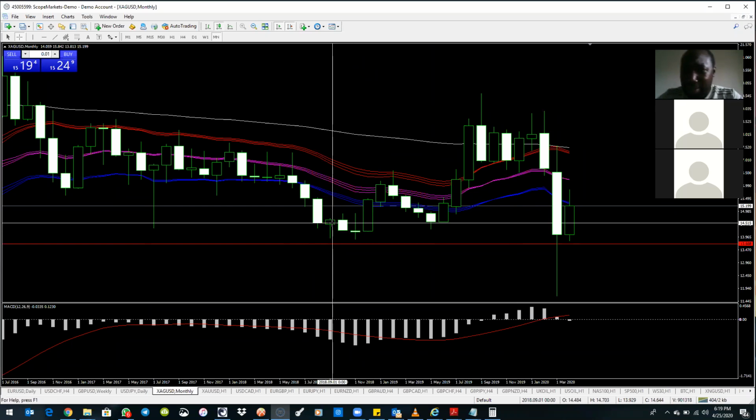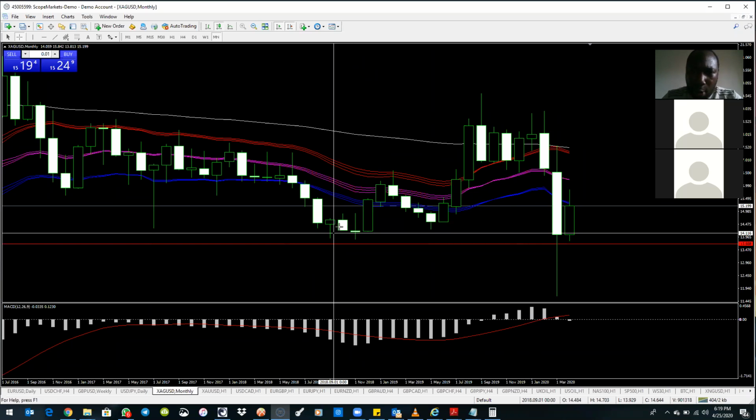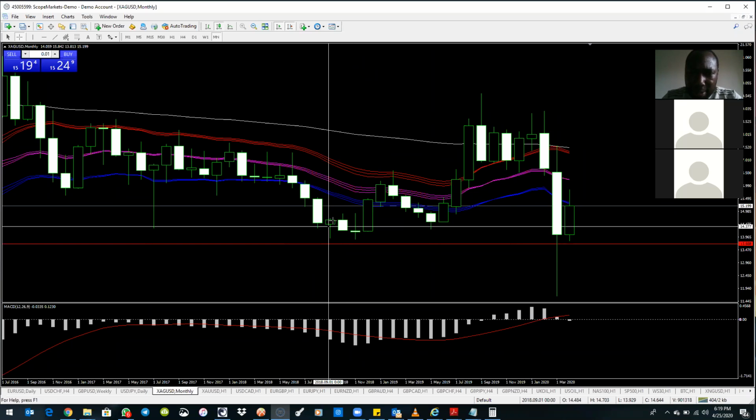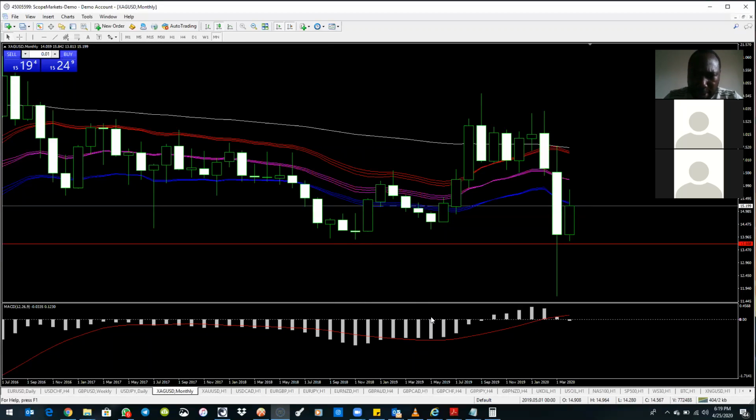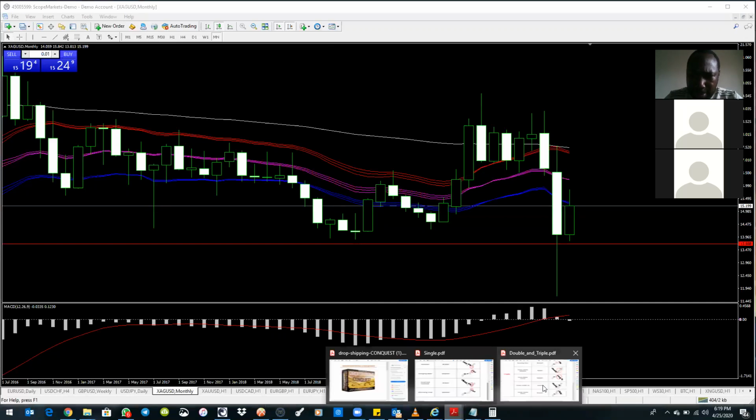This is a hammer, is it not? Yes, it is the hammer. You can see a hammer occurring at the support. This is also, is it morning star or evening star? Let me confirm.